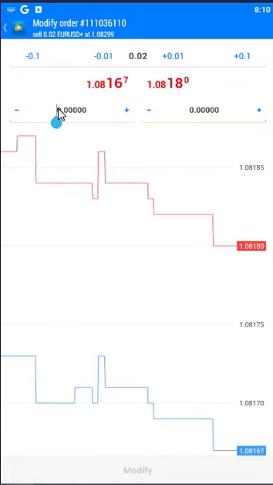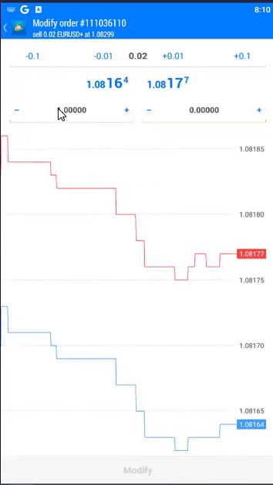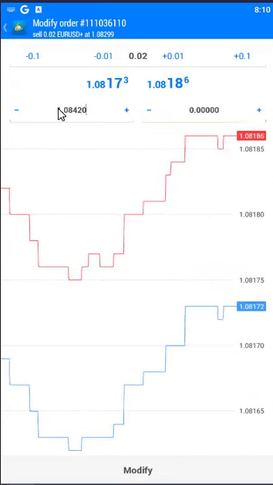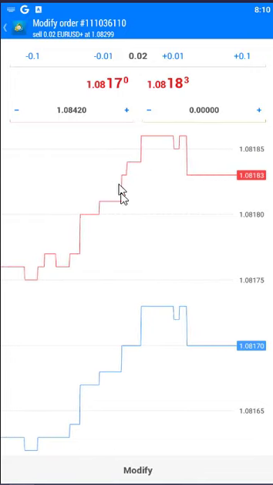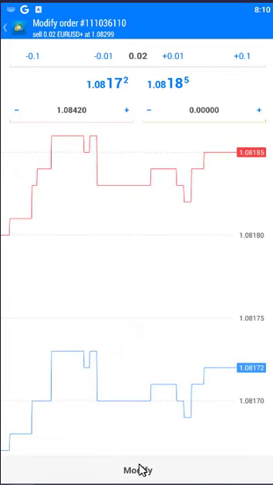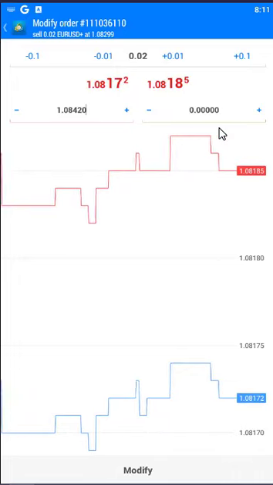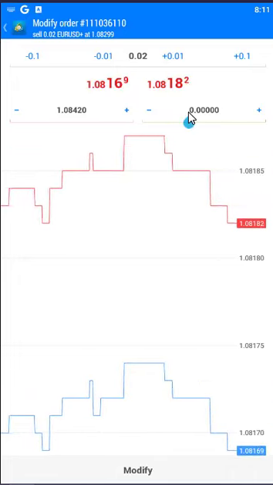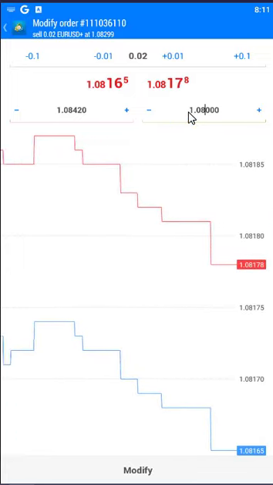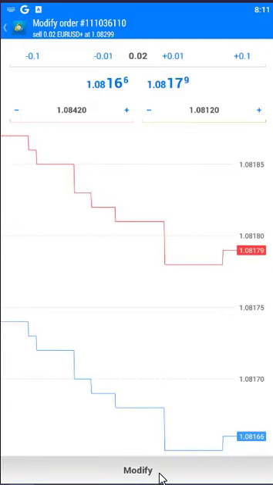So I'm going to type right now the price I took. I took for the stop loss 1.08420. Okay, so if I want to set only the stop loss, I'll just click modify here and leave out the take profit. So it's also possible to set only one, okay? But very important to set the two. So for the take profit, it's going to be 1.08120. Okay. Then after that, you click on modify.